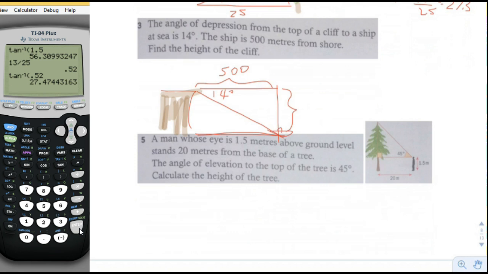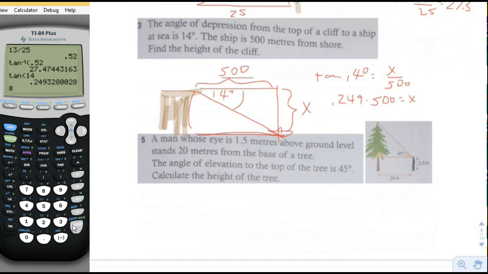Okay, so we have a triangle that we know that's 14 degrees, we know that's 500, and we don't know this. So can we make a trigonometric ratio with those? I think we can make tangent here. Well, tangent of 14 degrees equals the opposite x over the adjacent 500. Tangent of 14 degrees is tan 14. It's 0.249. So 0.249 times 500 is equal to x. So 125. Okay, so the height of the cliff is 125 meters.